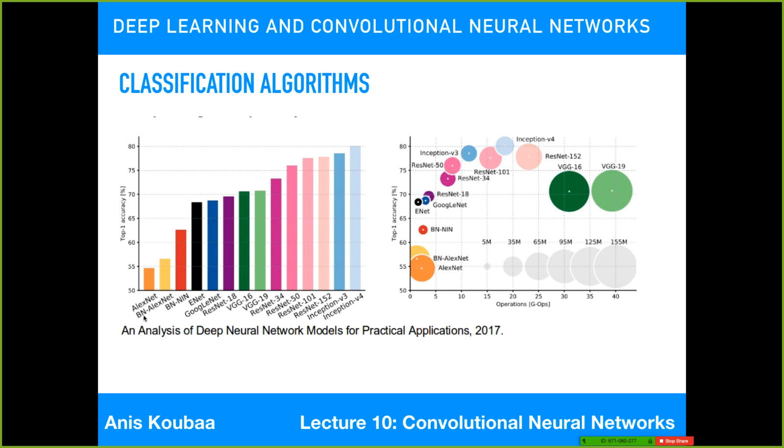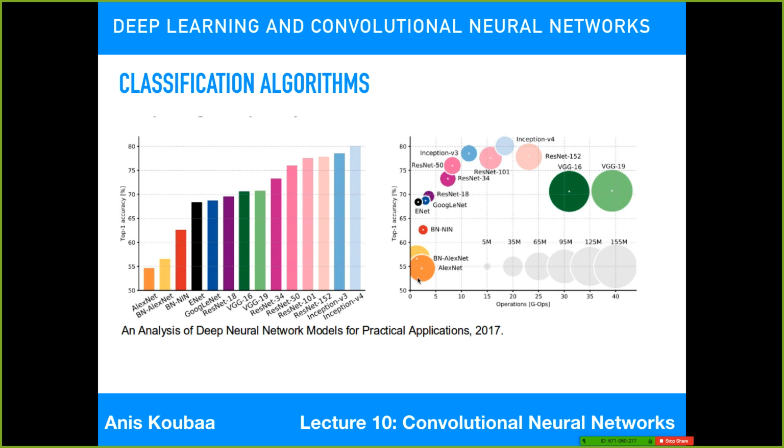And as you remember, AlexNet is the first one that actually triggered the use of deep neural networks for computer vision applications. And then after this, there was a huge effort and a lot of achievements in developing classification algorithms. And now we have a good bunch of algorithms that perform classification.